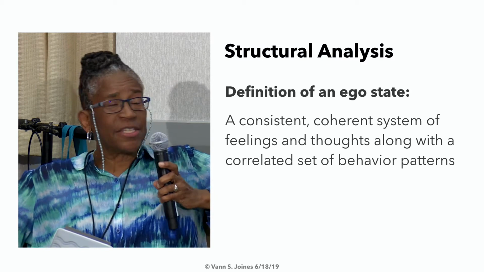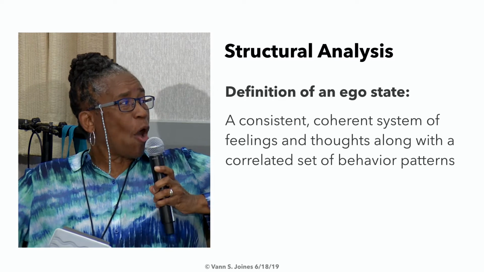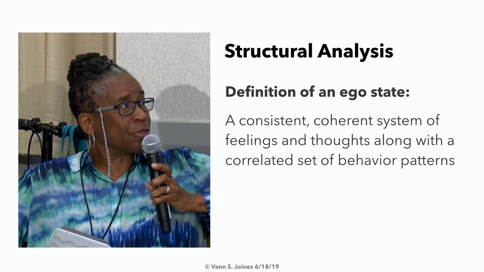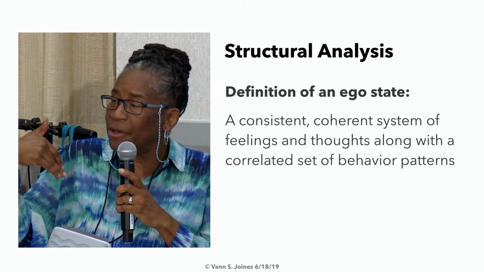And I have one more clarifying question for those of us who are really new to this. Can you just briefly explain what you mean by ego state? An ego state is a consistent, coherent system of feelings and thoughts along with a correlated set of behavior patterns. So when you notice the participants there, or if you notice your own child, it's all the ways in which we express feelings that is consistent and coherent. I feel sad. I know what that feeling is. I feel scared. I feel angry. I feel happy. That's the child ego state.